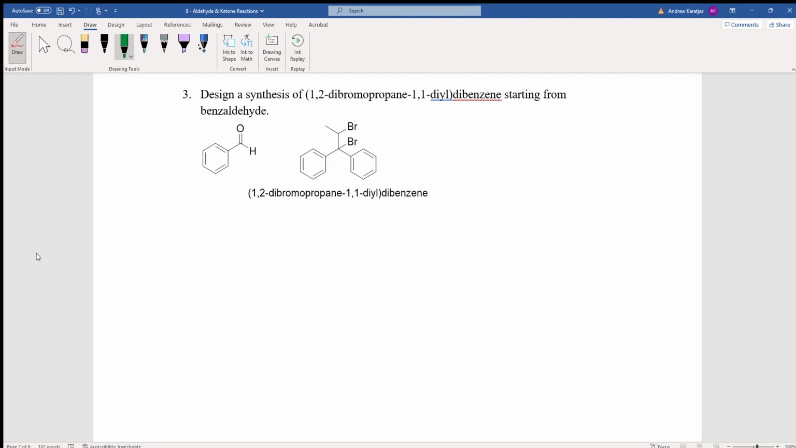Now, very much like question 2 where we had the diol, here we have a dihalide. And so we know, and just for ease, I'm going to abbreviate the aromatic rings as Ph. We know that with the addition of bromine to this alkene, we can form the dihalide and get to our final product.